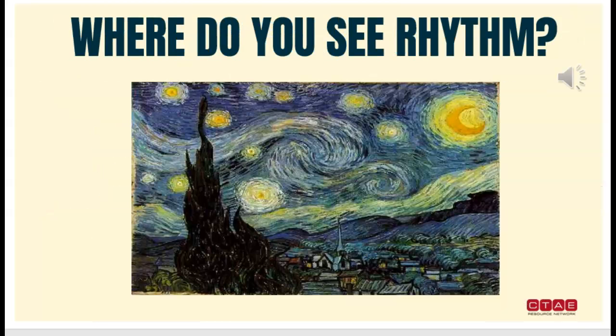So in closing, I would like to see, where do you see rhythm in Vincent van Gogh's Starry Night? Do you see rhythm anywhere? I see lots of rhythm all throughout this painting. It's beautiful, one of my favorites.